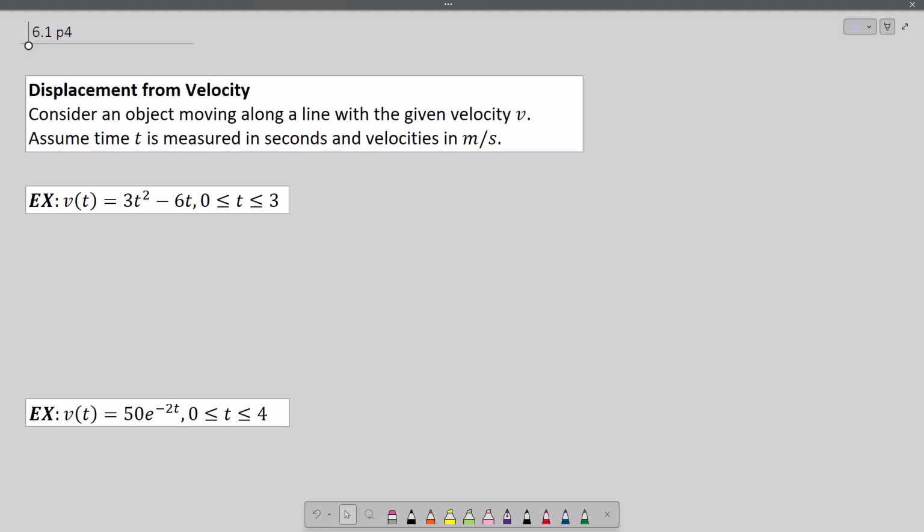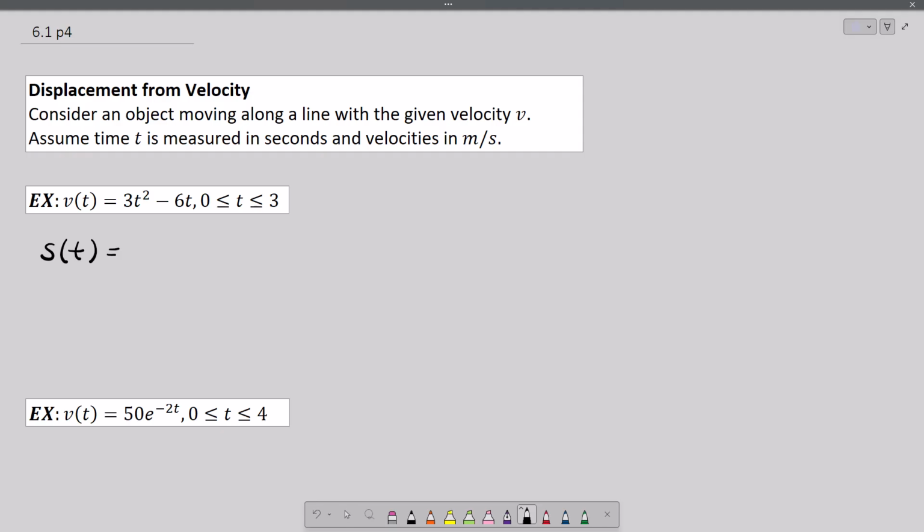So displacement from velocity. We're going to do this in two ways. Let's assume that we want displacement as a function, not just the displacement over that time interval. These instructions are a little vague. There are two questions that we could be asked. We could be asked, what is the displacement function over this interval? We could also be asked, what is the total displacement from 0 to 3? Those are two slightly different questions.